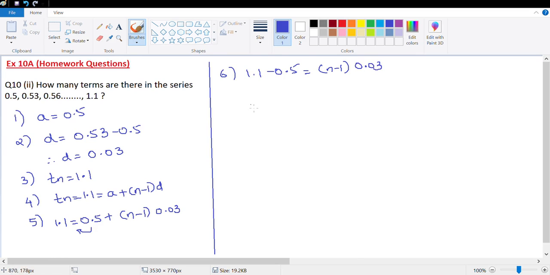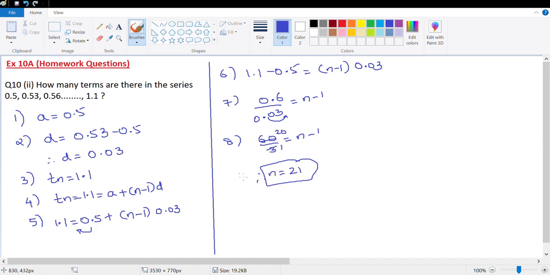So this is 1.1 minus 0.5, that's 0.6, divided by 0.03, is equal to n minus 1. This is 60 divided by 3 is equal to n minus 1, removing the decimal. So that's 20. Therefore, n is equal to 21. Let's read the question. How many terms are there? Therefore, 21 terms are in the given AP. Good. Let's look at the next homework question.